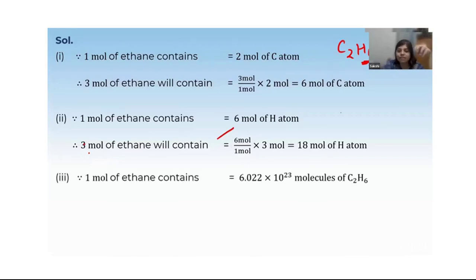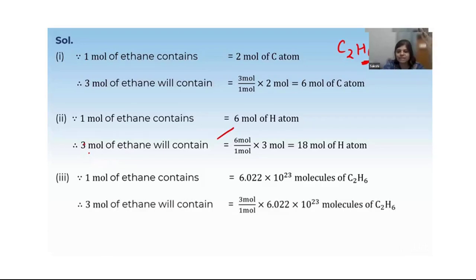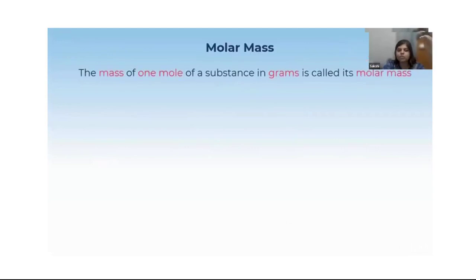Now, 1 mole of ethane contains 6.022 into 10 power 23 molecules of ethane. So 3 moles will contain thrice of that, yes, 3 into 6.022 into 10 power 23. Very easy concept, okay? Now, let us move forward.